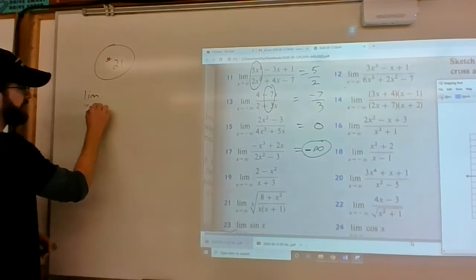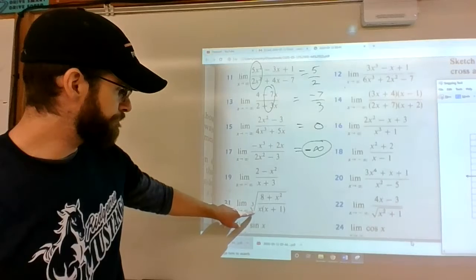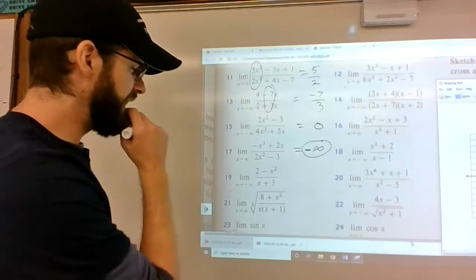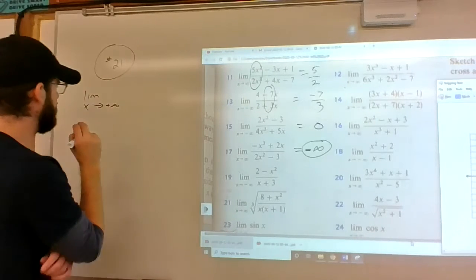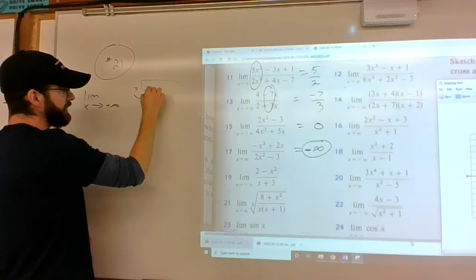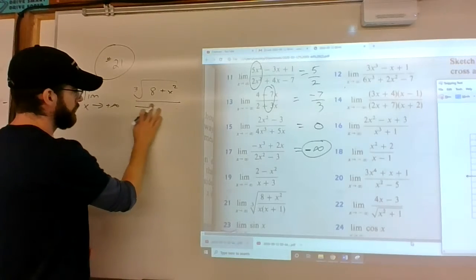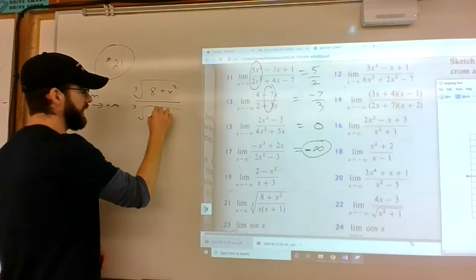The limit as x approaches infinity. I'm instantly going to rewrite this as the cube root of the top divided by the cube root of the bottom. Or am I? Yeah, I think I am. The cube root of x plus x squared all over the cube root of x squared plus 1x.